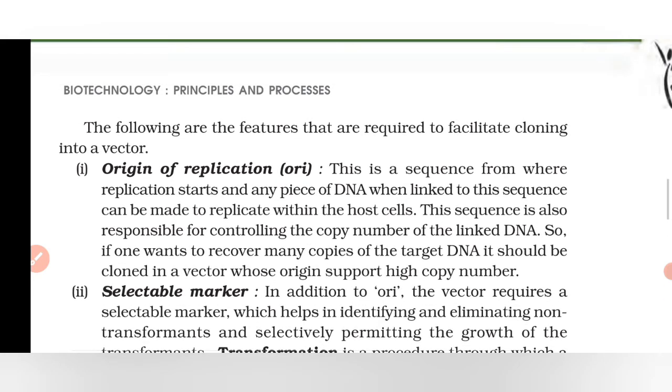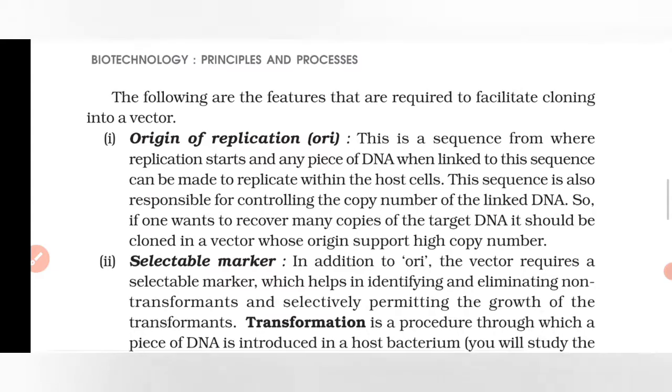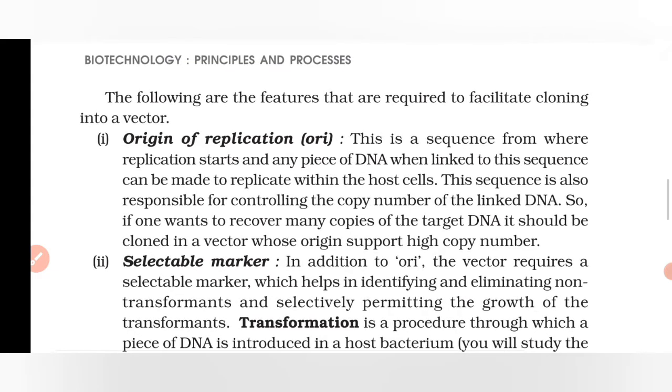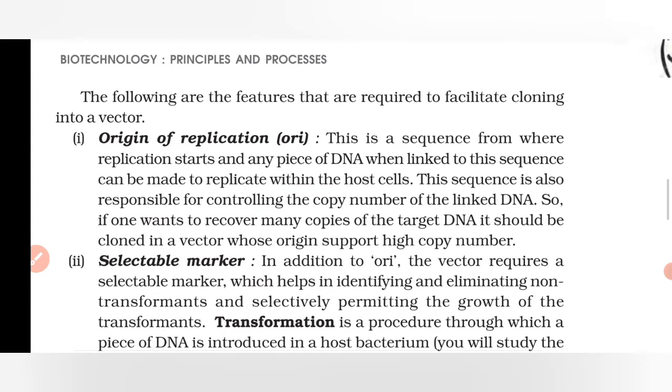So the following are the features that are required to facilitate cloning into a vector. The first is origin of replication. The plasmid or the vector which we use needs to have an origin of replication. This is a sequence from where the replication starts, and any piece of DNA when linked to this sequence can be made to replicate within the host cell. This sequence is also responsible for controlling the copy numbers of the linked DNA. Okay, so this is very important.